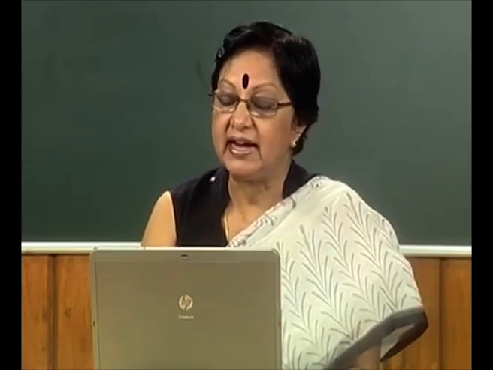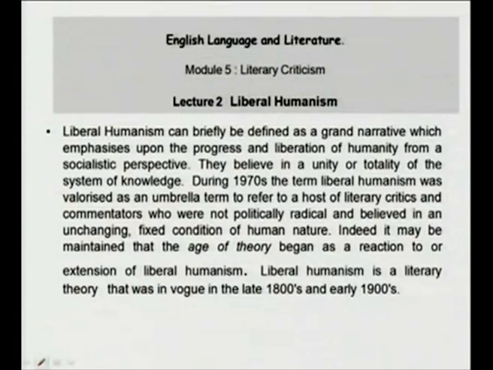During the 1970s, the term liberal humanism was valorized as an umbrella term to refer to a host of literary critics and commentators who were not politically radical and believed in an unchanging, fixed condition of human nature. Of course, it has taken different meanings in the decades following when it first started. Indeed, it may be maintained that the age of theory began as a reaction to or extension of liberal humanism.